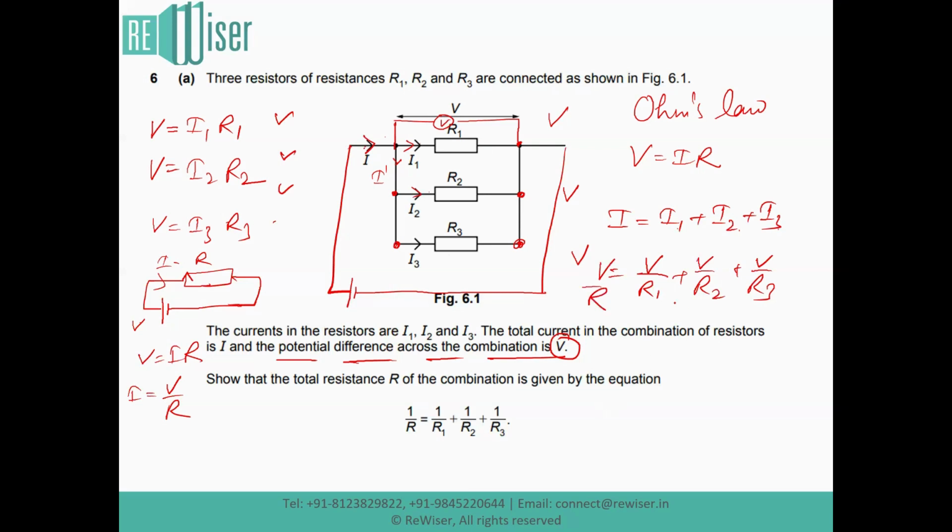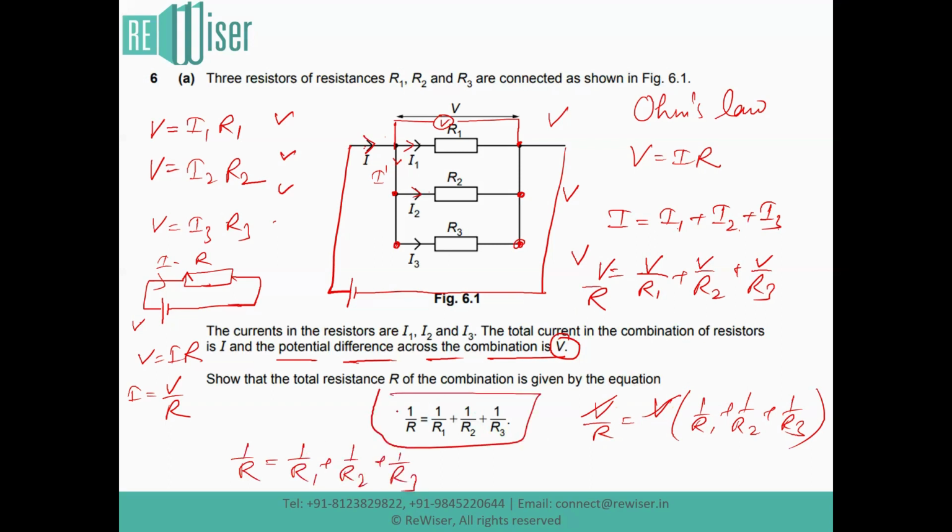So if you take V common on the right hand side, V by R is equal to V times (1 by R1 plus 1 by R2 plus 1 by R3). Cancelling V and V, it will be 1 by R equal to 1 by R1 plus 1 by R2 plus 1 by R3, right? Which was the formula.